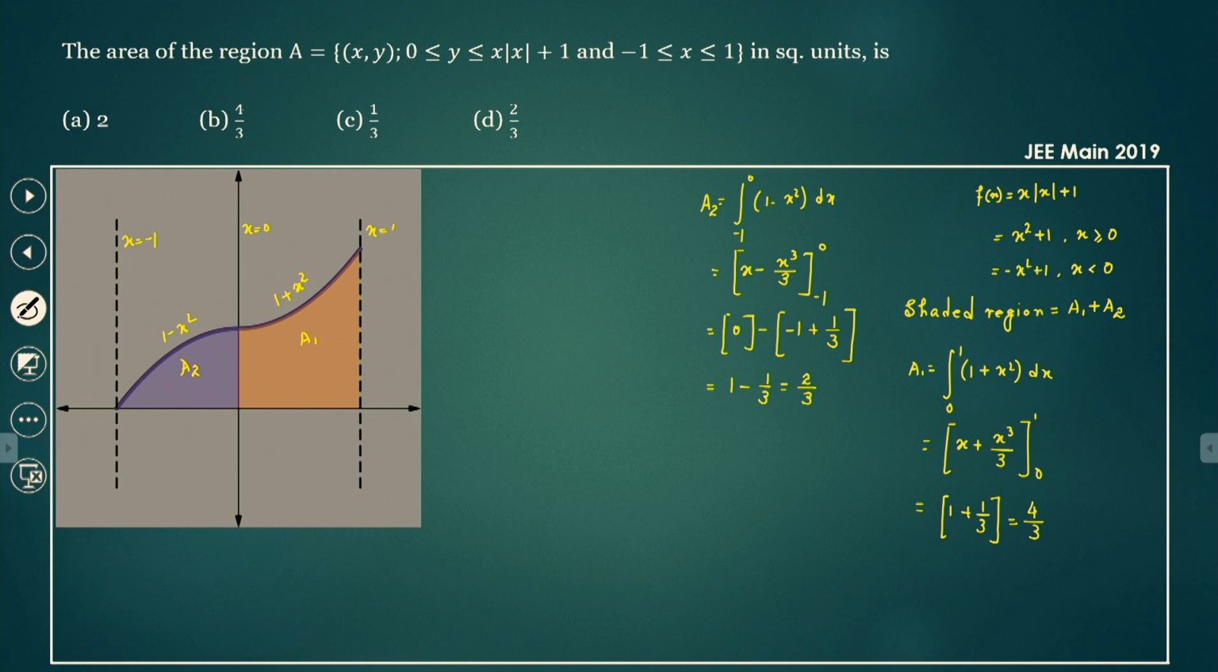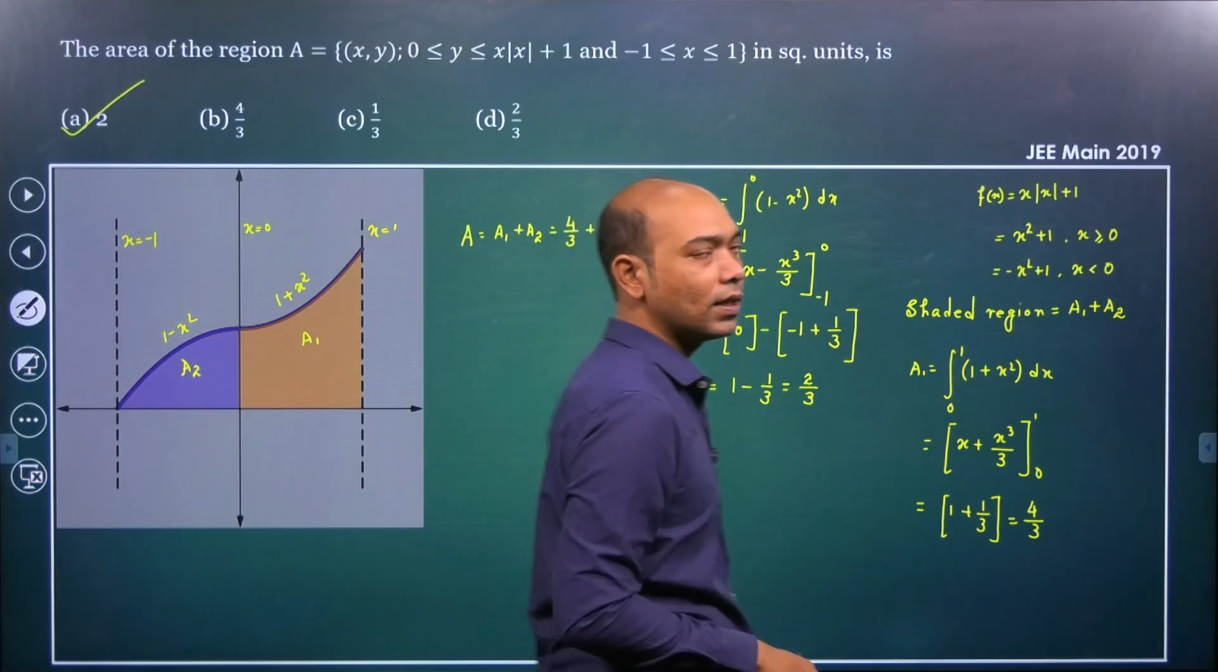So we can easily understand this is the area of the triangle. Therefore the total area A is equal to A1 plus A2, which is 4 by 3 plus 2 by 3, and that's 2. So for this particular problem, the area of the shaded region is option A, and the correct option is D.